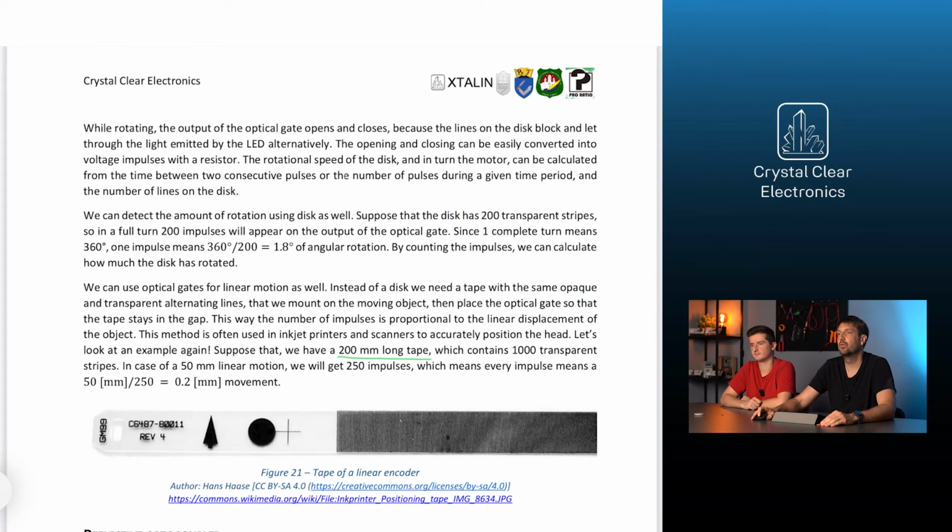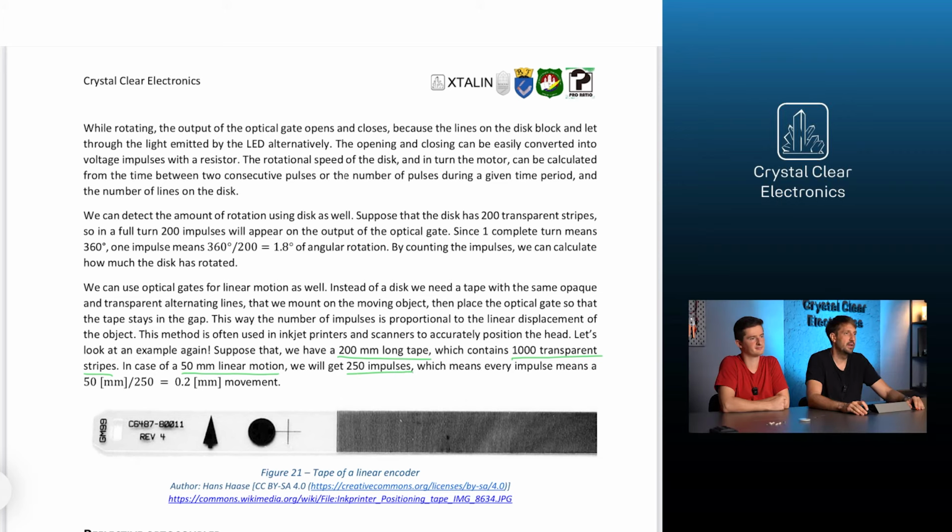Suppose we have a 200mm long tape, which contains 1,000 transparent stripes. In case of a 50mm linear displacement, we will get 250 impulses, which means that one impulse means 50 mm over 250, that is 0.2 mm movement. The automatic hand dryers and taps also work in a similar principle to the optogate.